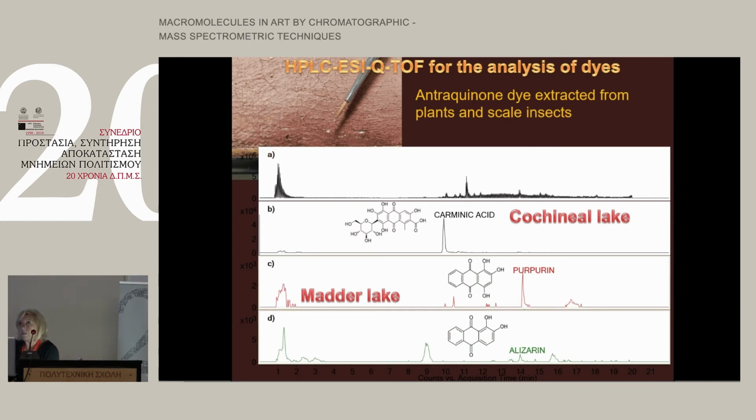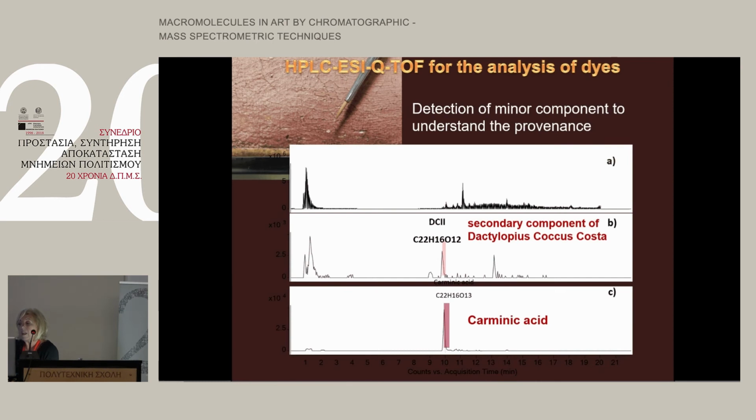Well, but this is not enough. We would like to understand also the presence of some minor components, and so we saw the presence of a secondary component of Dactylopius coccus, the cochineal lake, but this compound, the C2, was present in quite a high amount, more than 1.5% of the total cochineal present in this sample.